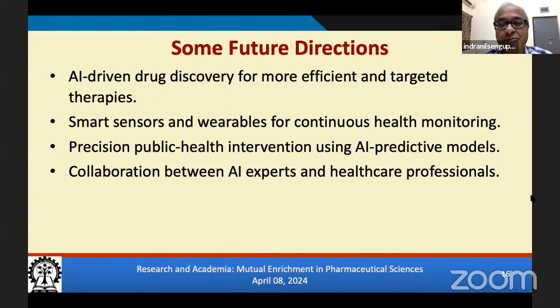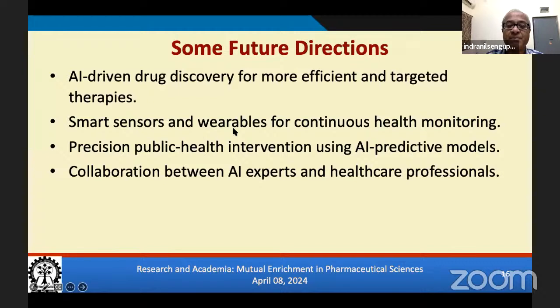So some of the future directions, as far as my understanding goes: AI-driven drug discovery is extremely important. And drugs, not generic drugs. I am talking of drugs which are specifically synthesized according to my requirement. I am a patient. I want a drug specifically designed for my requirement. That kind of AI-driven drug synthesis is possible tomorrow.